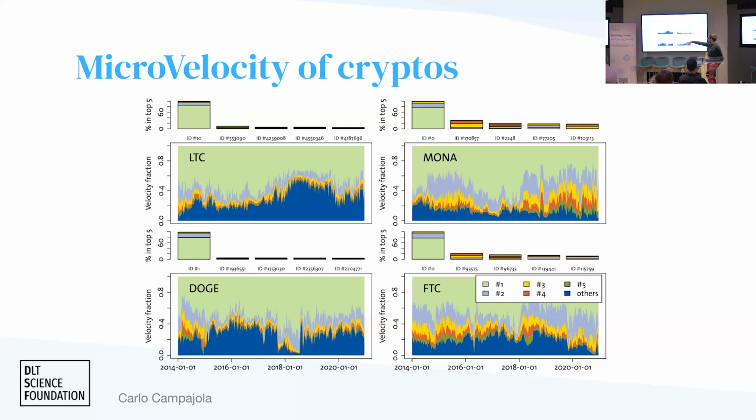You have Litecoin, Monocoin, Dogecoin, and Feathercoin as 4 examples here. The blue area at the bottom is everybody except the top 5 contributors to velocity. The green area at the top is the top contributor to velocity, and basically these are the top 5, 1, 2, 3, 4, 5, and then everybody else. So as you know, there are several 100,000 users or even millions of users on these chains, but actually most of the velocity is just contributed by very few of these users, right?